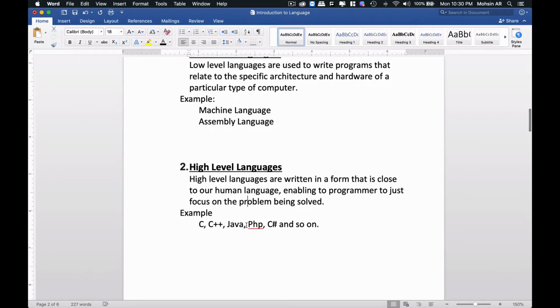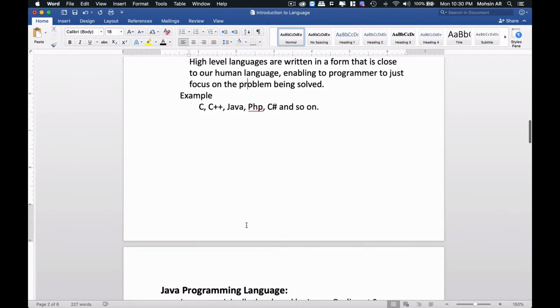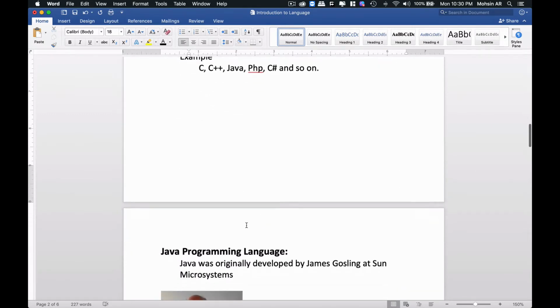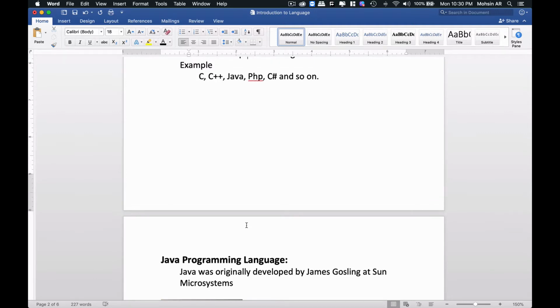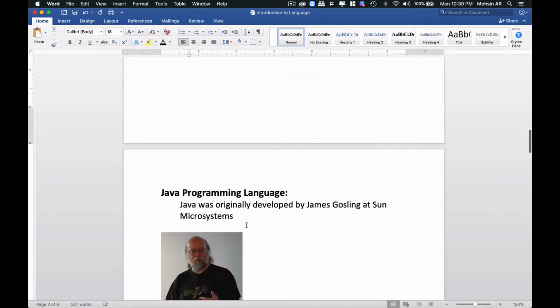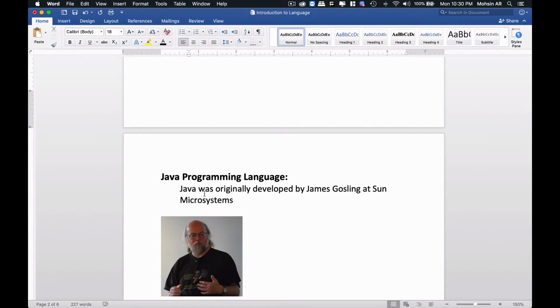Okay, so now let's talk about the Java programming language. Let me give the basic introduction: who's the founder, co-founder, initial release, and many more. Java was originally developed by James Gosling at Sun Microsystems, but now it is acquired by the Oracle Corporation.